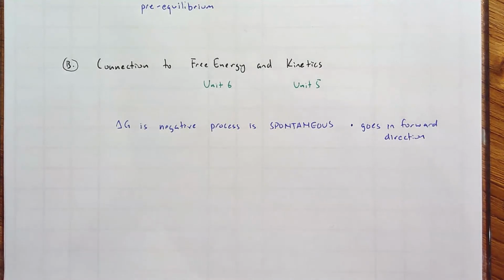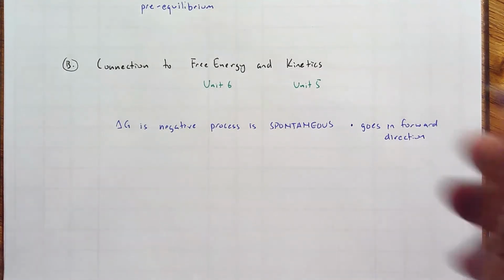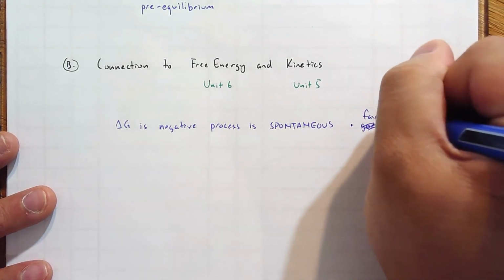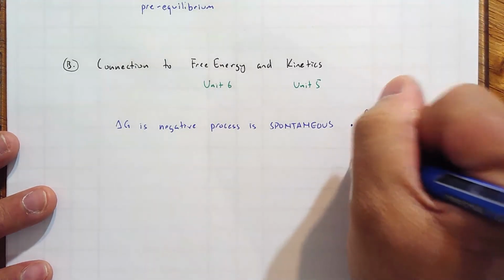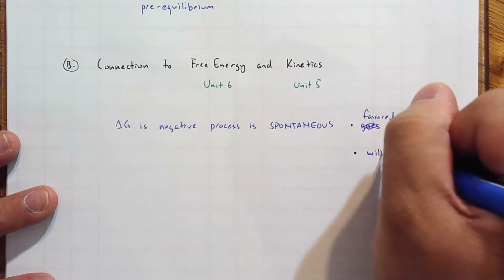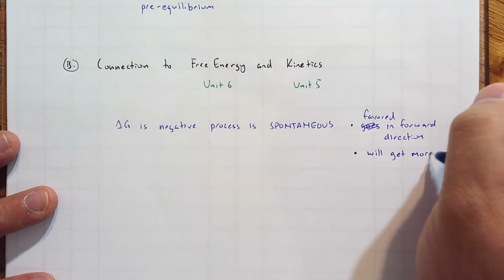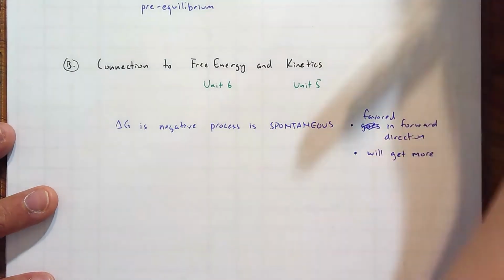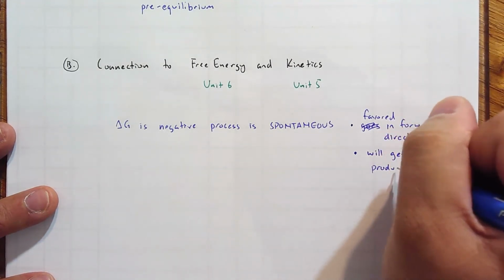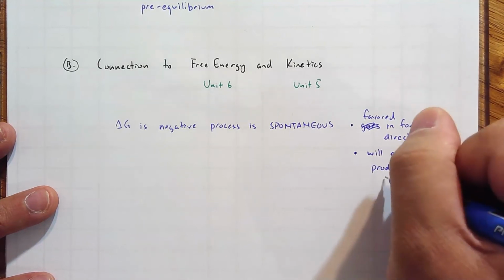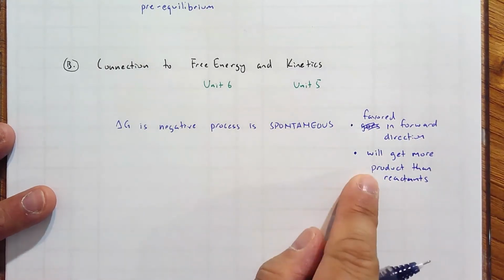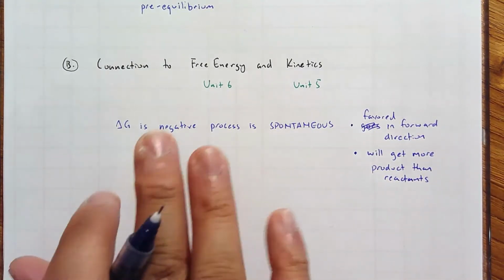And actually, I should say it's favored in the forward direction. And also, eventually, you'll get more products than reactants. Eventually. Don't worry about the actual amount or the molarity. In general, you'll get more products than reactants. Not in this video, but in the next video, we'll talk about the ratio between the products and reactants. So that's when delta G is negative.